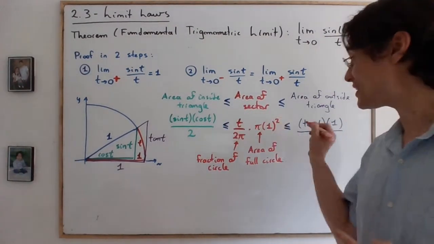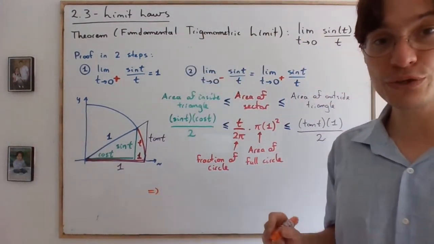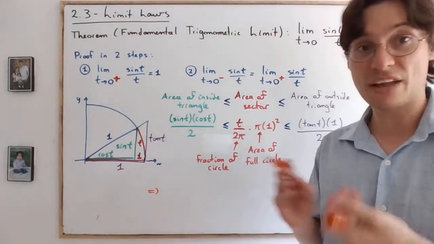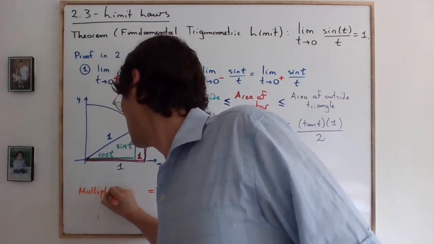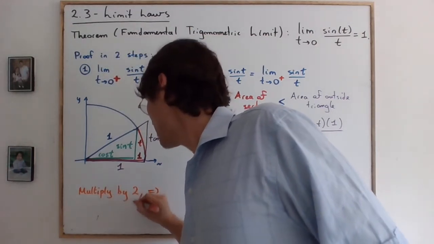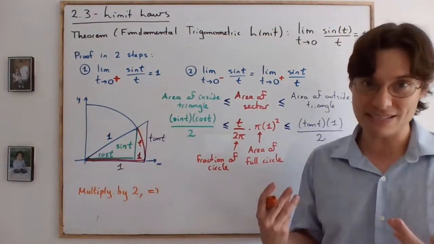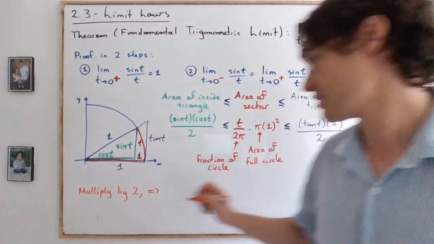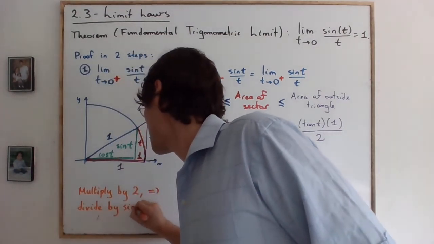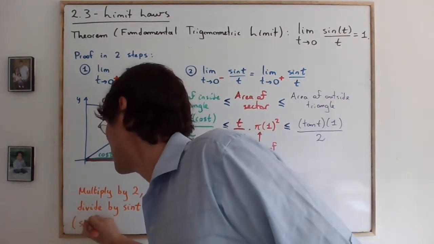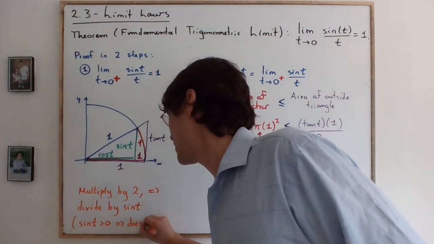Now, we're going to do two things to this inequality. The first thing is to multiply every side by 2, which is not going to change the inequality. But one thing we will also do is divide everything by sine of t. Since sine of t is a positive number, it doesn't change the inequalities.